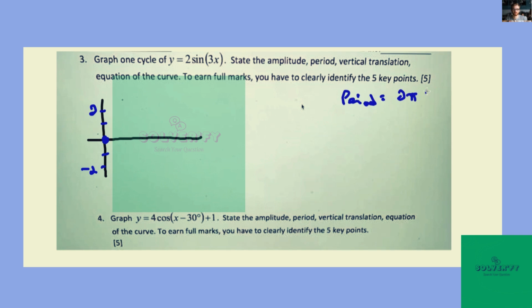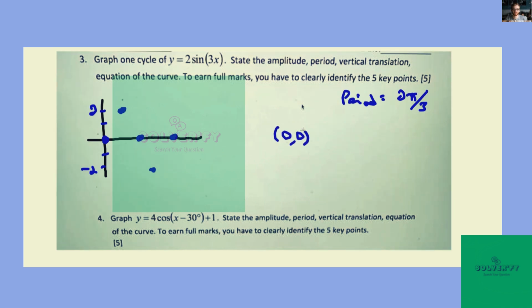is originally 2 pi, but we're going to have to divide by 3 because it's a horizontal shrink by 1/3. And so we'll have a 0, 0 at the midline, then a maximum, back to the midline, a minimum, back to the midline. Those are your 5 key points.